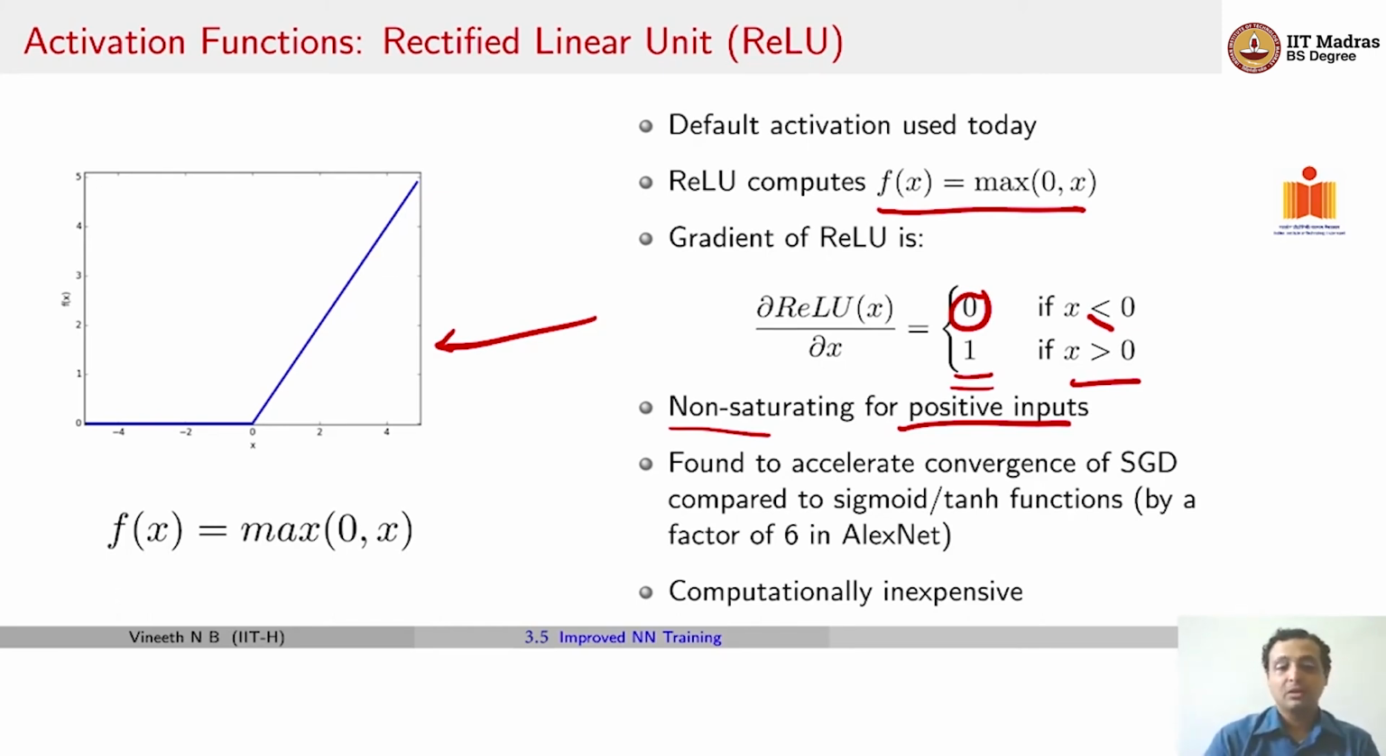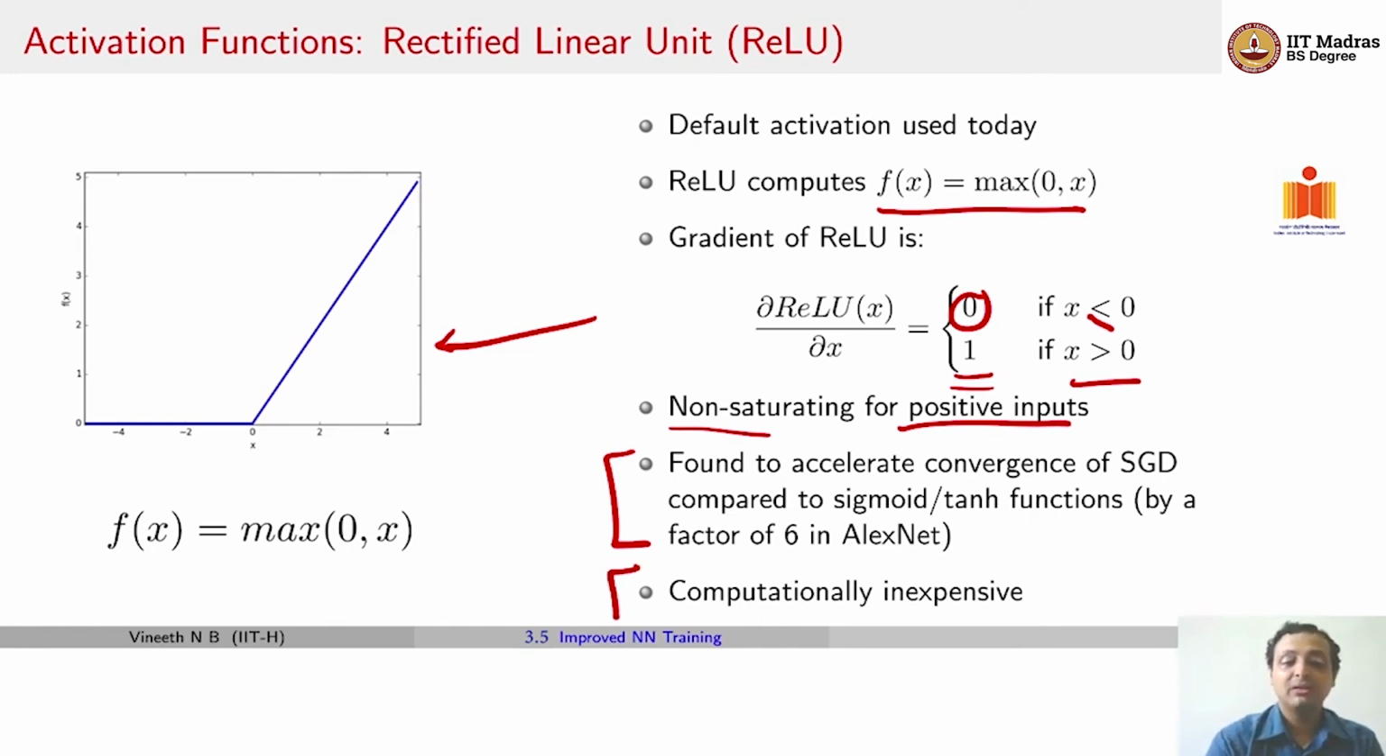In the AlexNet work in 2012, this was found to accelerate convergence of SGD compared to sigmoid or tanh functions by a factor of 6. In other words, convergence happened 6 times faster using a ReLU activation function as compared to using a sigmoid or a tanh activation function.